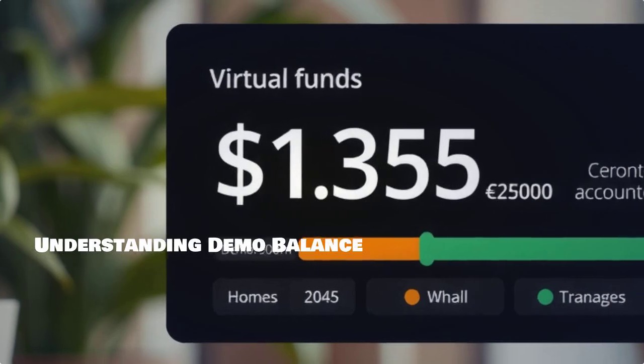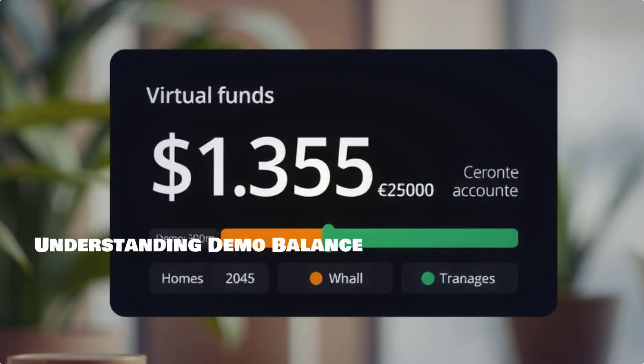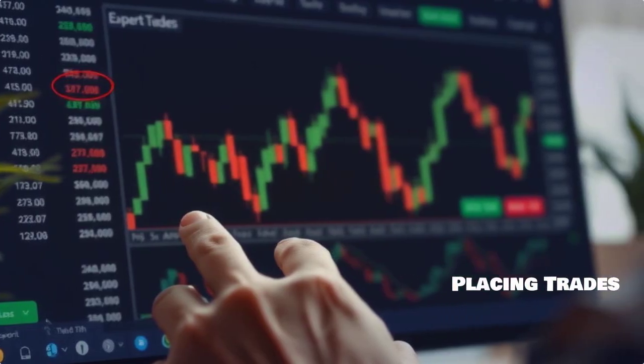Your demo account comes with a virtual balance, allowing you to trade without any real financial commitment. Keep track of this balance as you trade. Now, let's learn how to place trades using your demo account. Follow along as we make our first trade.